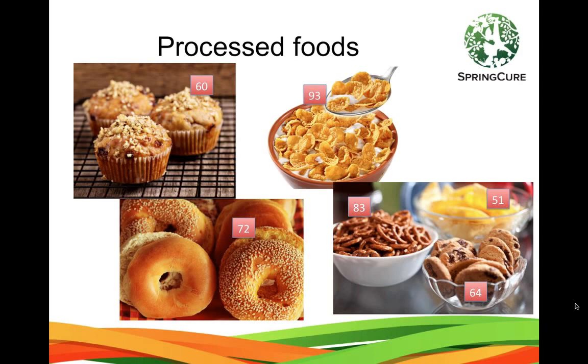Surprisingly, something like potato chips, you can kind of make it out in the background there, have a lower glycemic index of 51. Their sugars from the starches in the potato are released much slower. Obviously, the more processed those potatoes, the higher the glycemic index. So not all potato chips are the same.